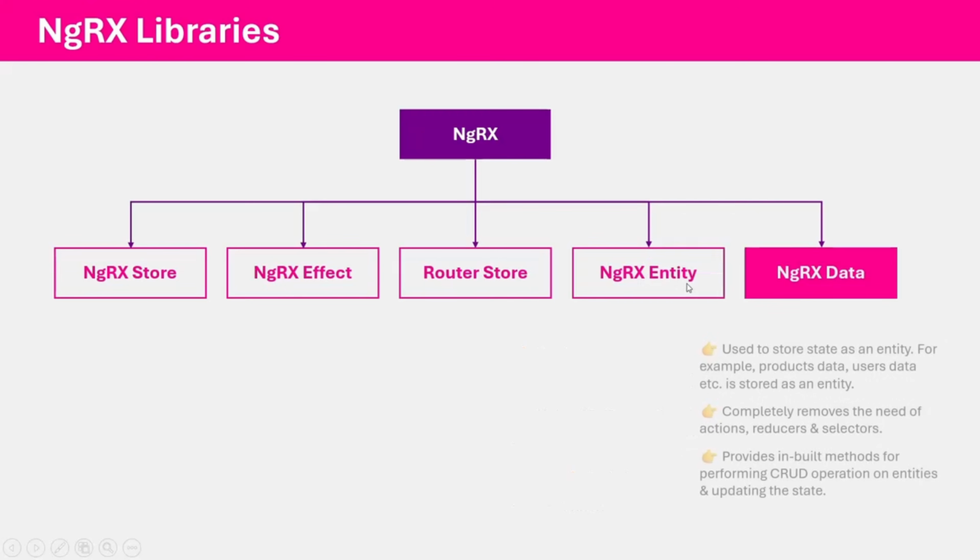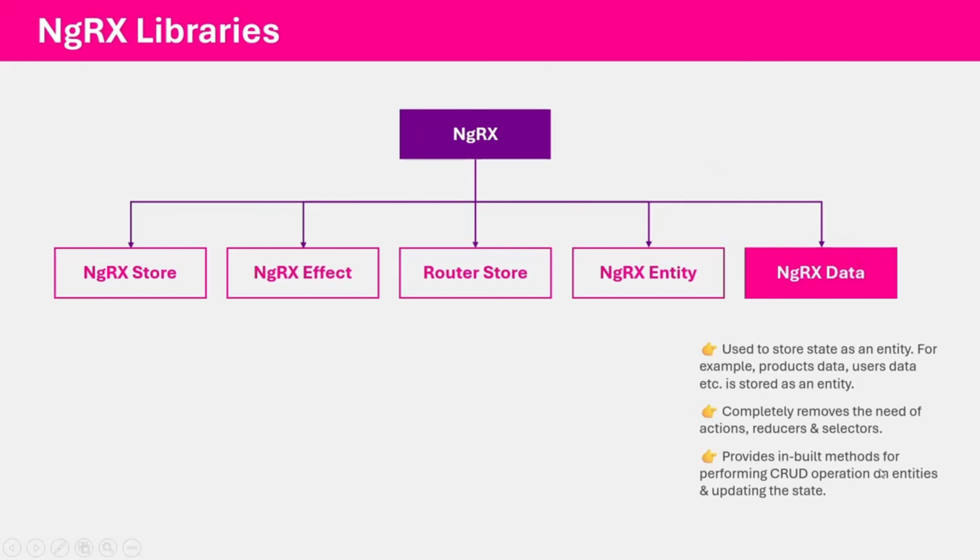And finally, we have NgRx data. NgRx data is also used to store state as an entity. For example, you can store product, user, courses, etc. as an entity. And NgRx data completely removes the need of actions, reducers, and selectors. Instead, NgRx data provides us reducers, actions, and selectors behind the scenes. We do not have to create our own actions, reducers, and selectors. All this will happen behind the scenes with the help of NgRx data.